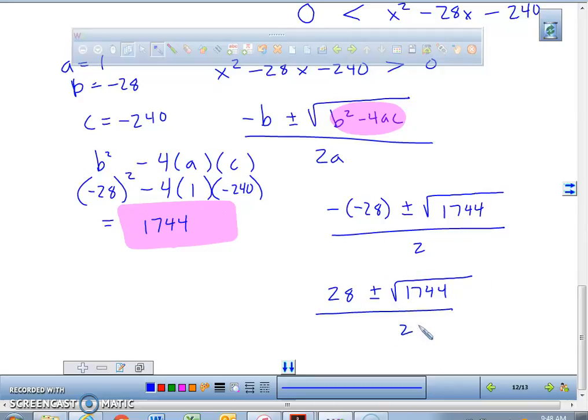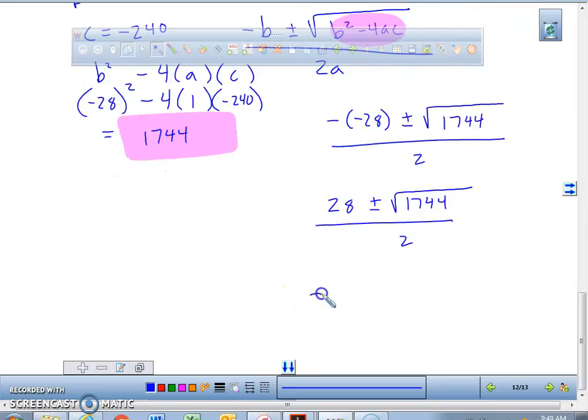But I told you, only get the positive answer. All right? Which means we're going to use the plus. So we're going to say 28 plus the square root of 1744, which is not a perfect square, all over 2. If you type this into the calculator, by the way, if you ever want to get the fraction wrong, that's alpha y equals enter.